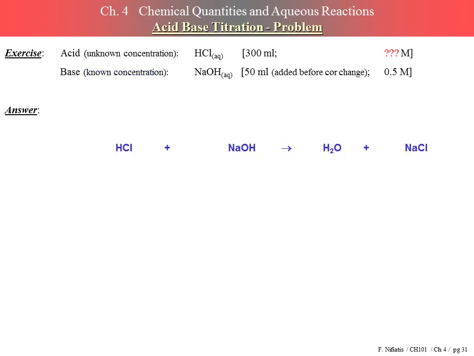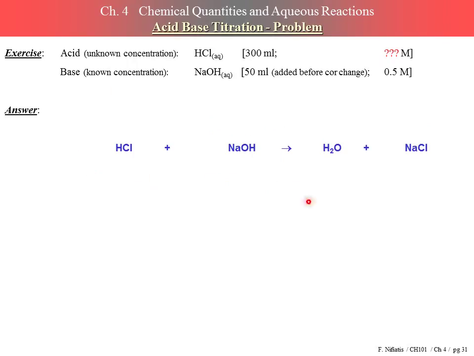Now, this is the neutralization equation. We have hydrochloric acid plus sodium hydroxide gives water and sodium chloride. We are going to follow exactly the same scheme that we have done before. We are going to put the quantities that we know at the top, and at the bottom here we are going to have the moles.